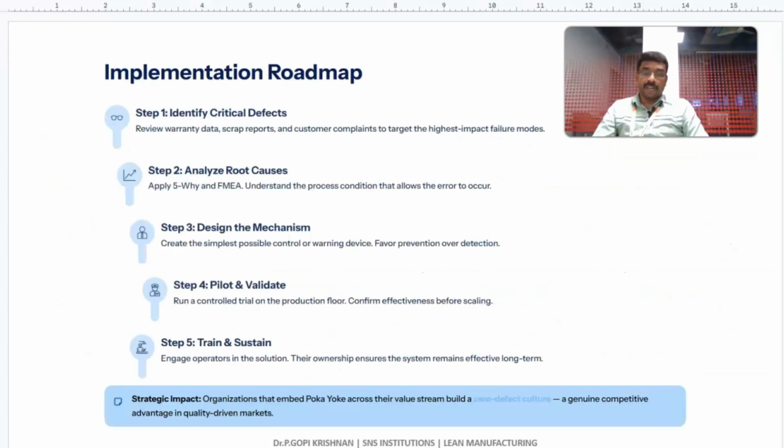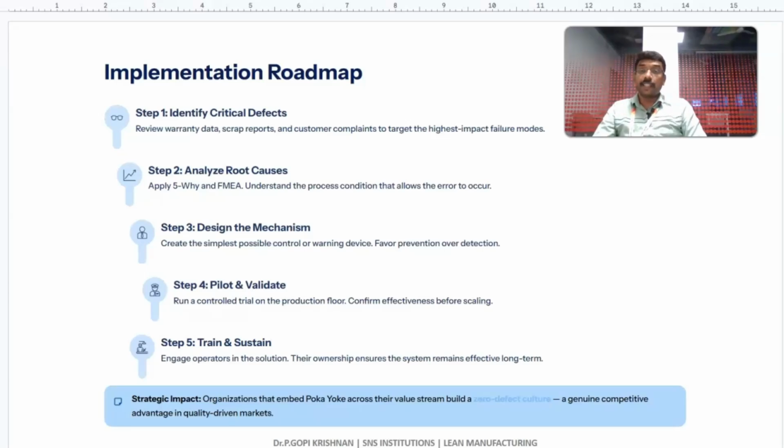So if you are a manufacturing enterprise owner or an entrepreneur, and you want to include Poka-Yoke as one of the processes for your manufacturing activity, this is going to be the implementation roadmap. Step 1, identify the critical defects. You have to review the warranty data, scrap reports, and customer complaints to target the highest impact failure modes.